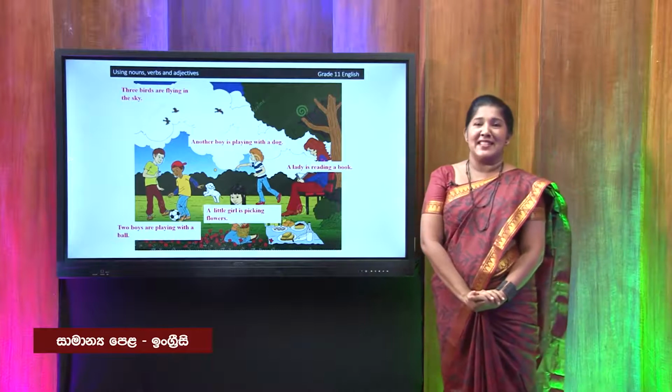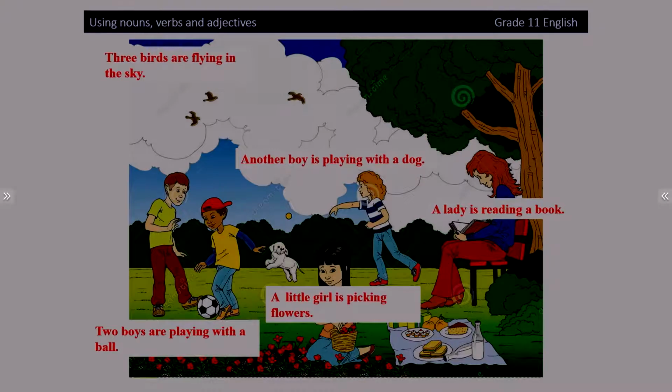These are my sentences. My dear students, it doesn't have to be exactly like I have written. Maybe you must have studied the picture in a different way, but it should be a meaningful sentence. For example, you see 3 birds are flying in the sky. Right? In that sentence, you have a noun, you have a verb, and also you have an adjective.